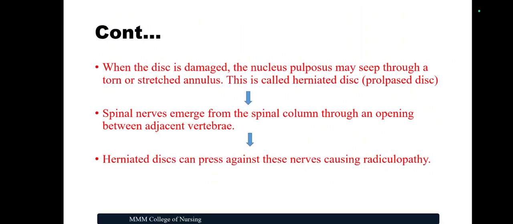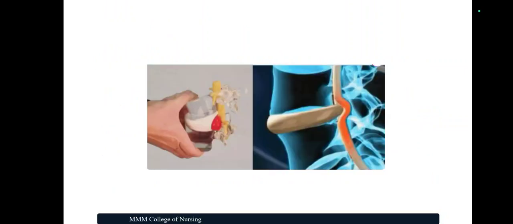So when the disc is damaged, the nucleus pulposus may seep through the torn or stretched annulus, which is called a herniated disc, otherwise called a prolapsed disc. The spinal nerves emerge from the spinal column through an opening between the adjacent vertebrae. A herniated disc can press against the nerves, causing radiculopathy. So this is the image of a prolapsed disc.